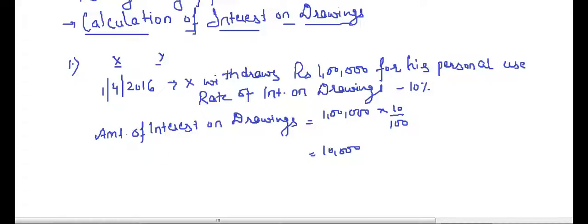This is the first case, that X is withdrawing money on the very first day of the accounting period. So the firm is losing interest on this money for the whole period, and X will pay interest on this money for the whole period. Now let me take the second case.